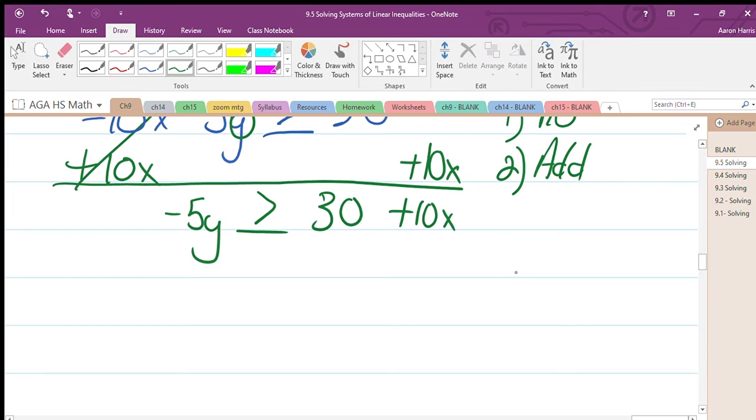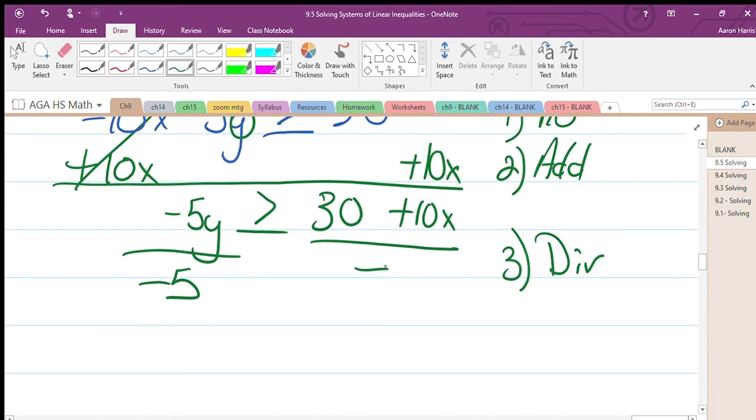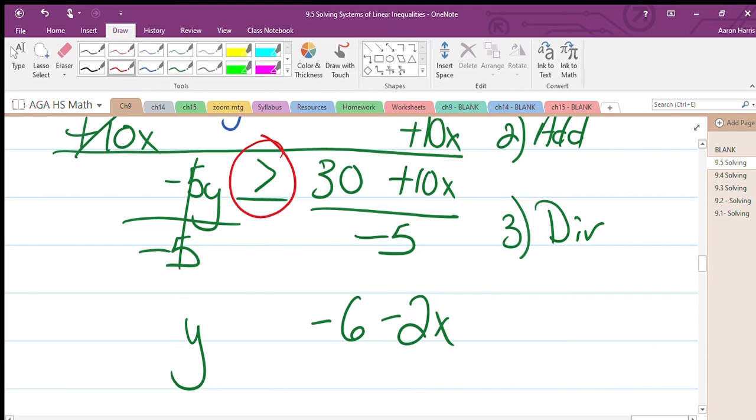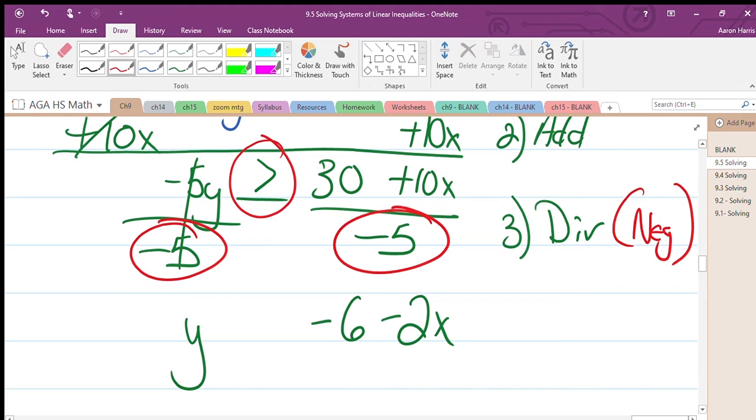Step number 3, we're going to what? Divide. Divide by what? Negative 5. What I do to one side, I must do to the other. So negative 5, I get y. There we go. 30 divided by negative 5 is what? Negative 6. 10 divided by negative 5 is negative 2. Why did I change the inequality? That's right. What did I do? I divided by a negative. So always keep your eyes peeled. If you divide by a negative and we're dealing with inequalities, you have to what? Flip the inequality. So this becomes less than or equal to.